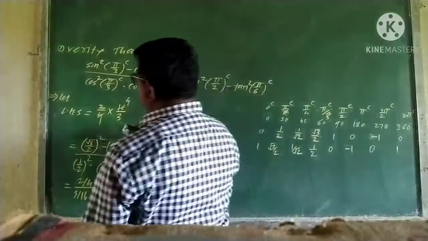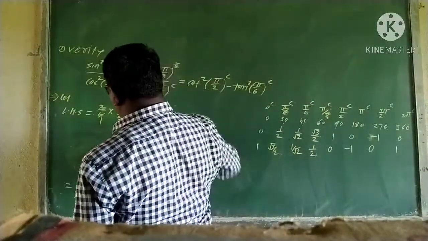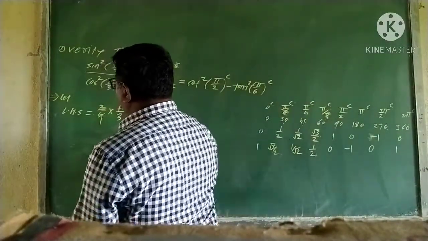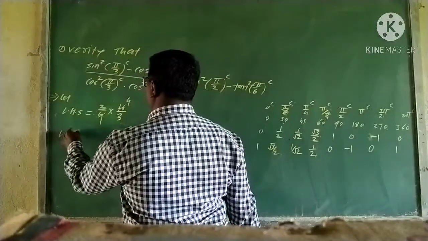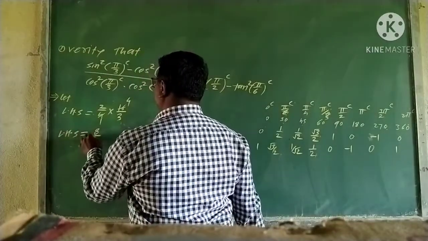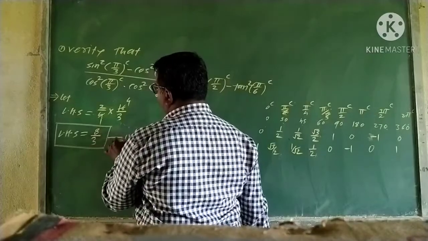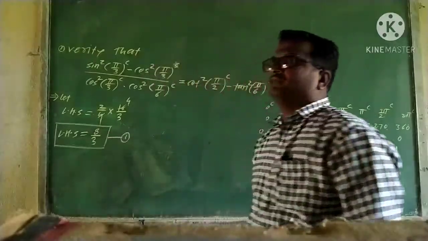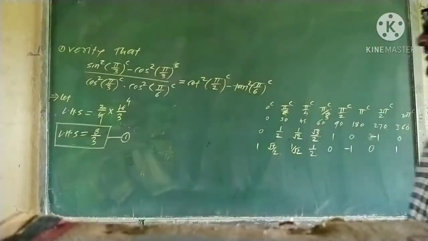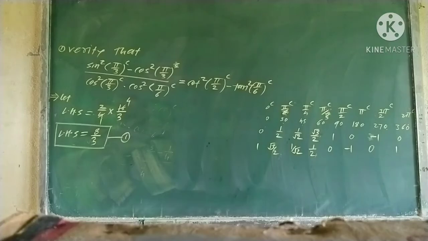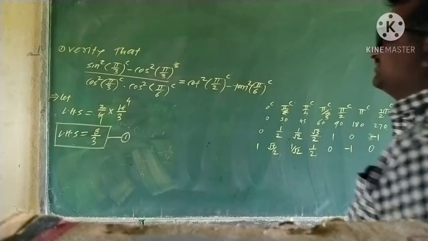Now we have these terms. LHS is equal to 8 divided by 3. Next, we have to find the value of RHS.